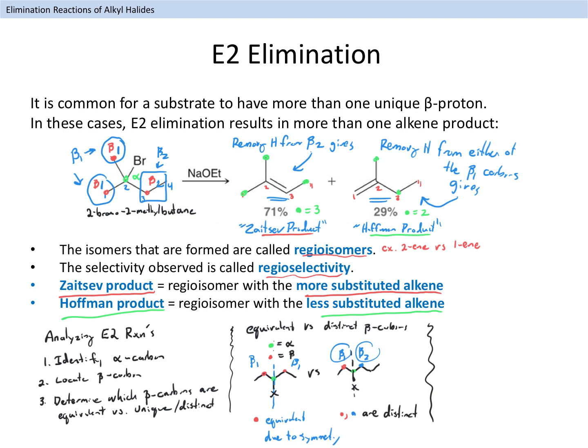Understanding the preference for forming the Zaitsev or Hofmann product is crucial in predicting the outcome of E2 reactions. So, what factors influence this selectivity? To answer this, we need to explore the stability of alkenes, which leads us to our next topic.